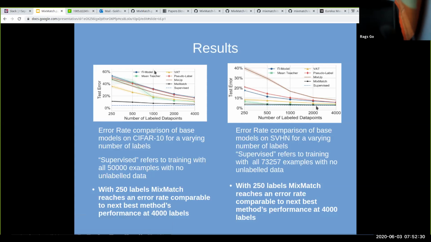So what I mean by 250 labels and 73,257 examples is that the entire data set was used for training purposes for this particular supervised experiment. Out of the 73,257, only 250 labels were used to train on the remainder of the unlabeled data set to get the performance that it shows in the results.